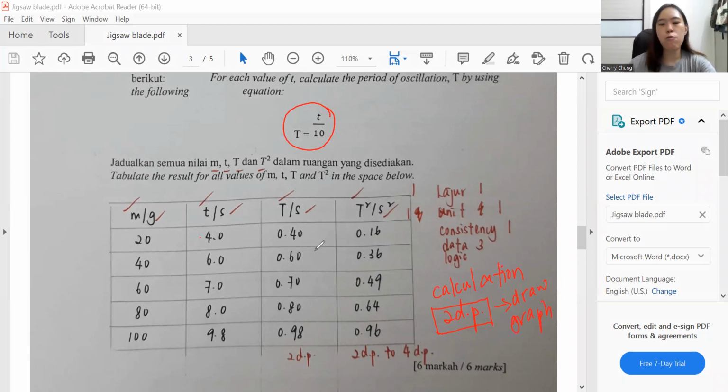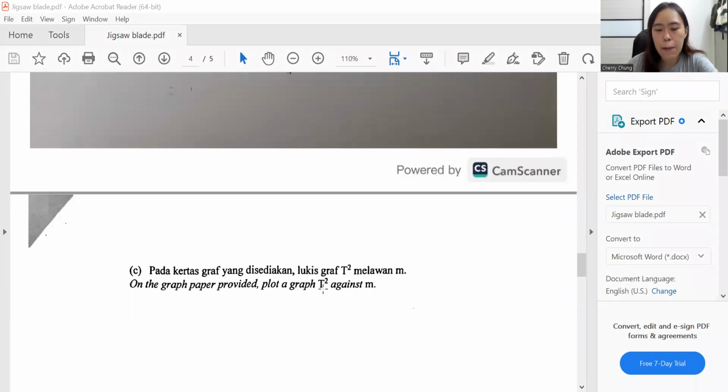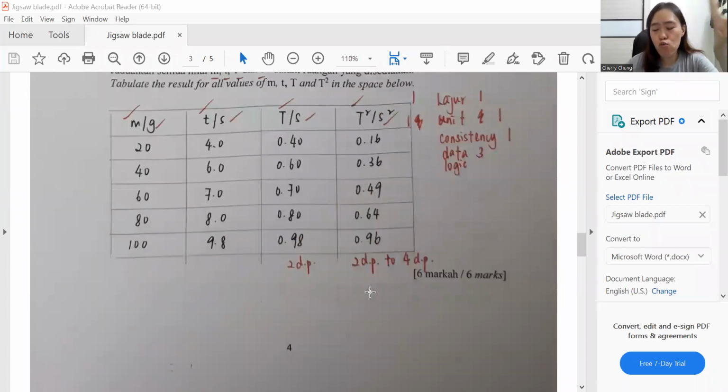Sometimes they will ask you, from T, to calculate T squared. Here maybe you can make it 3 or 4 decimal places because it will increase your consistency or accuracy when you are calculating T squared. In short, if you read through the questions clearly, at the end part they are asking you to draw a graph based on T squared and M. For the one that they ask you to draw, you keep the readings to 2 decimal places, because it's easier for you to draw the graph later.